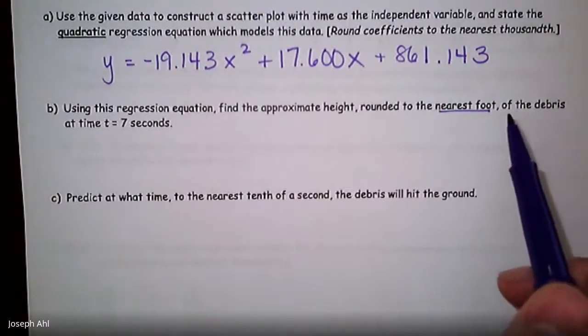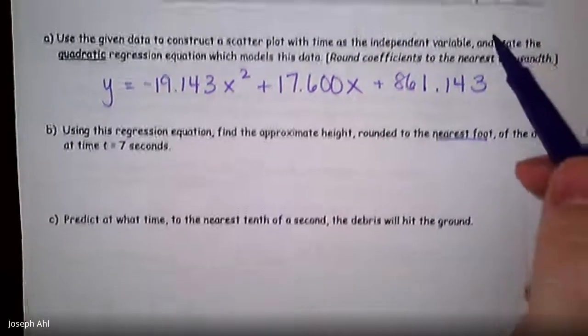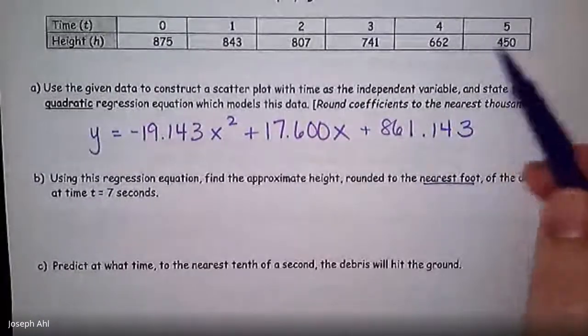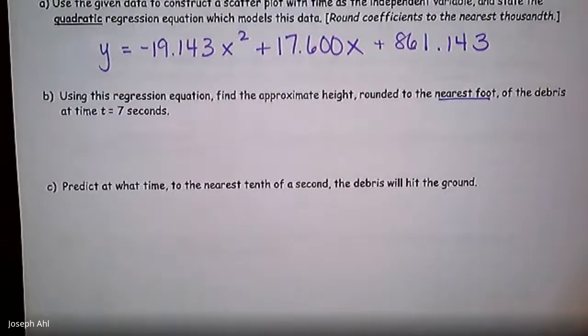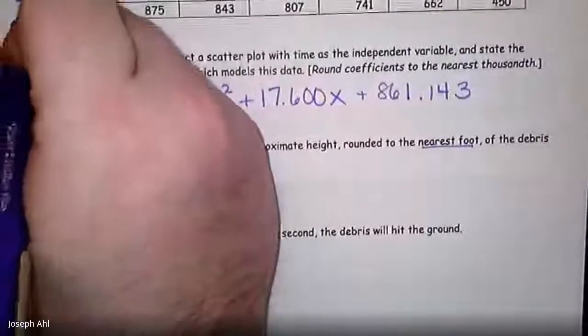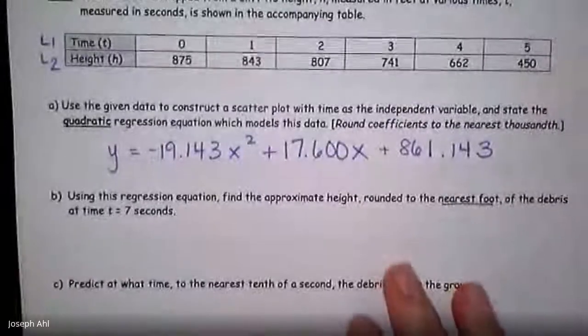This would be an example of extrapolation, right? 7 seconds is after the last time that we have in our data set given. But more importantly, we have to know where we are plugging in 7. Is it an x value or a y value? And time, that independent variable, is going to be an x value. This was all my list 1. This is my list 2, right?